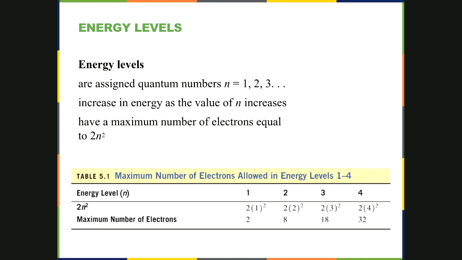So in the fourth energy level now, we have S, P, D, and F. There's one S orbital, three P orbitals, five D orbitals, and seven F orbitals. So we add them all up. 1 + 3 = 4. 4 + 5 = 9. And 9 + 7 = 16. So there's 16 possible orbitals that can exist in that fourth energy level. And each one can hold 2 electrons, so that gives us 32.